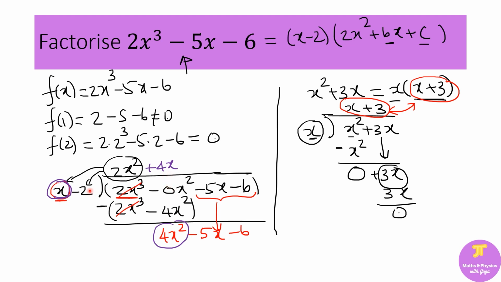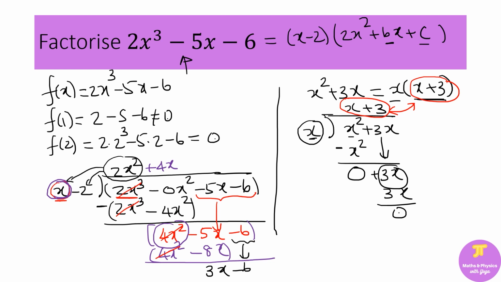Then we multiply 4x by x minus 2 and write it down here. So 4x times x is 4x squared. 4x times minus 2 is minus 8x. Now, like before, we subtract this from this. As you can see, the squared terms cancel out. Minus 5x minus minus 8x is going to be 3x. Then we bring down the minus 6.